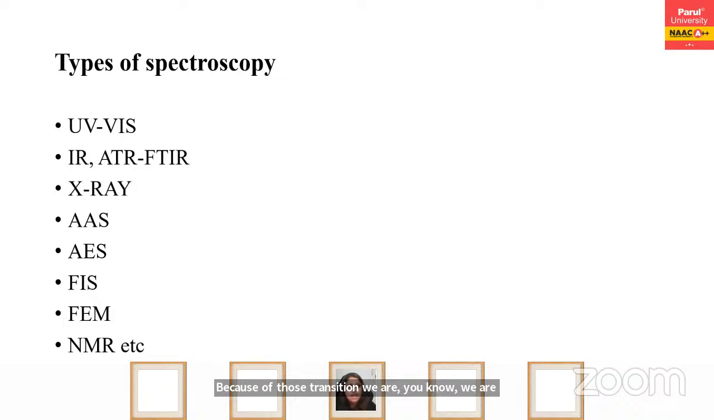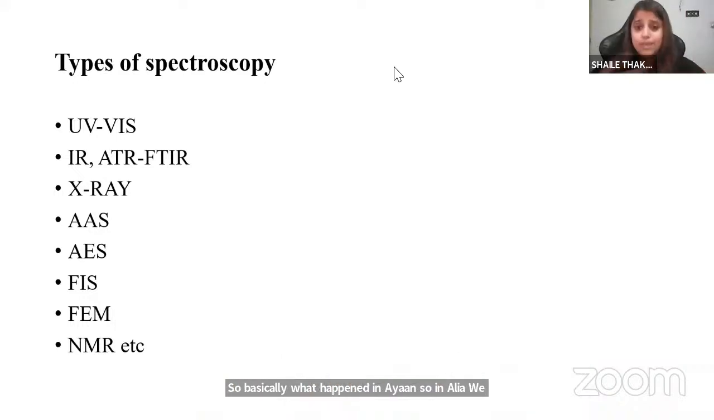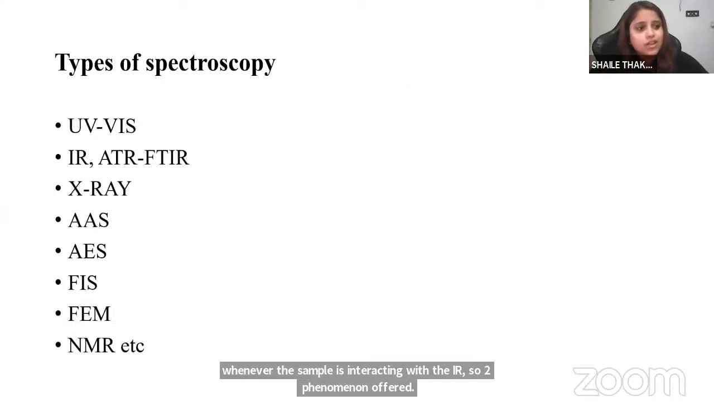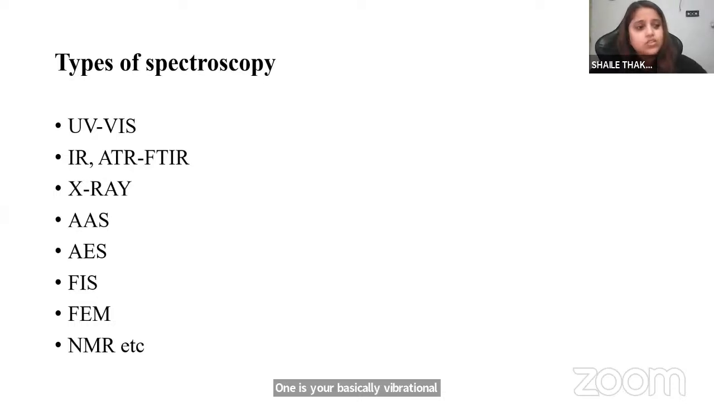So what happens in IR? Whenever the sample is interacting with the IR, two phenomena occur. One is the vibrational transition, and another one is the rotational, right? So these two types of phenomena occur in the IR. We need to measure basically three things in IR: one is the reflection, another one is the emission, and one is the absorption, right? You all know what reflection, emission, and absorption are, so I am not going to discuss that.